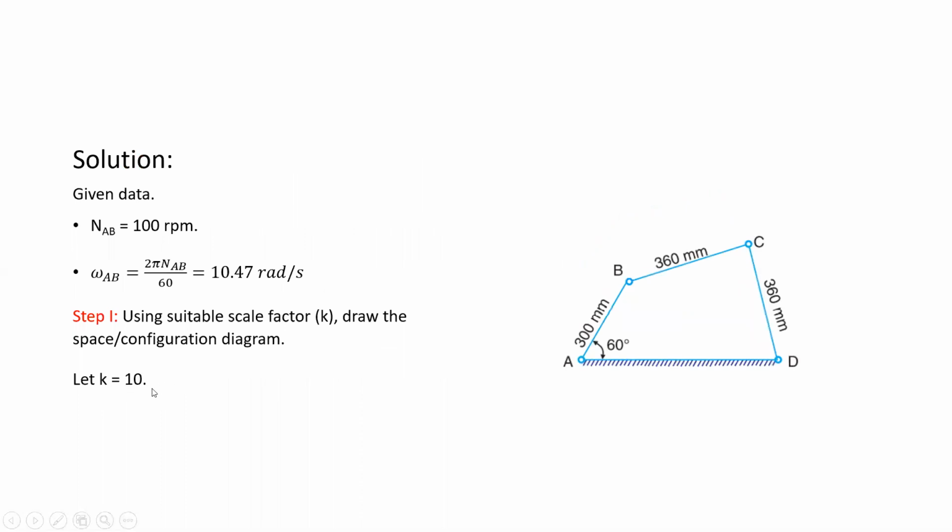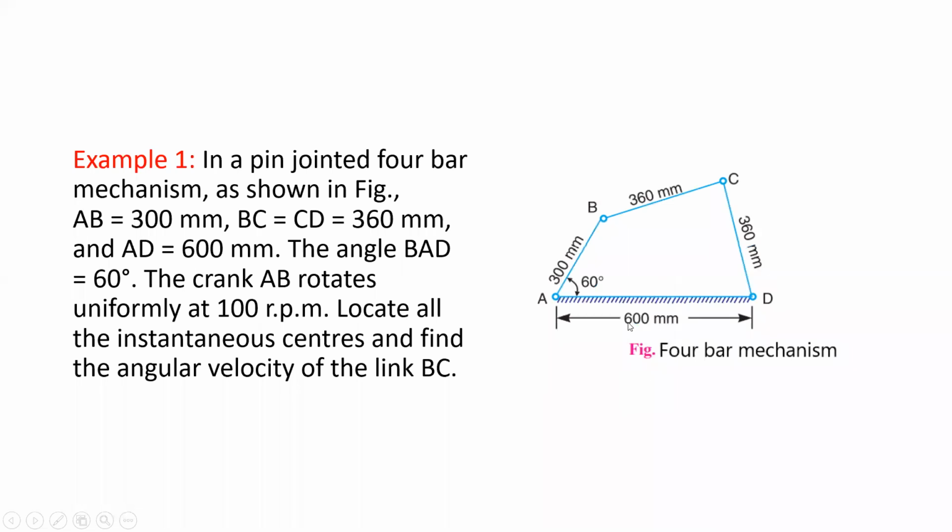Now I will divide each dimension by 10. For example, 300 mm divided by 10 becomes 30 mm. 360 mm will also become 36 mm, and this link AD will become 60 mm. Now with these dimensions you have to start drawing the diagram. This diagram is called the space diagram.